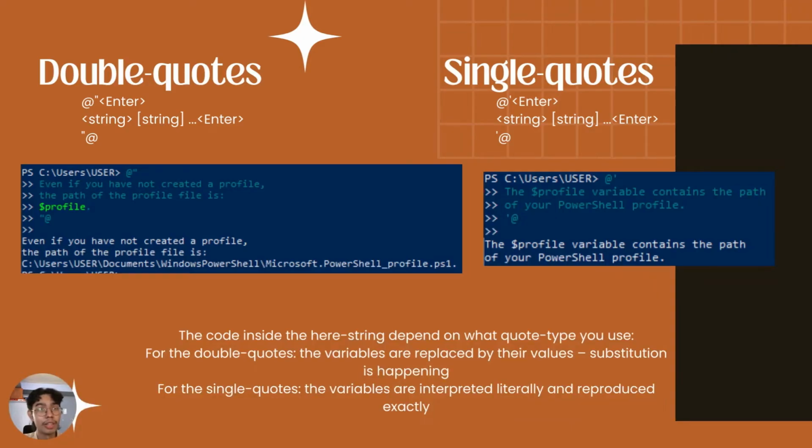So over here we have the examples for the double quotes and single quotes in here string. Here we have the syntax for it. So @ sign, double quote, then you need to go to a new line, which you enter, then you input your string, then new line again, so you enter again, then the double quotation, then @ sign.